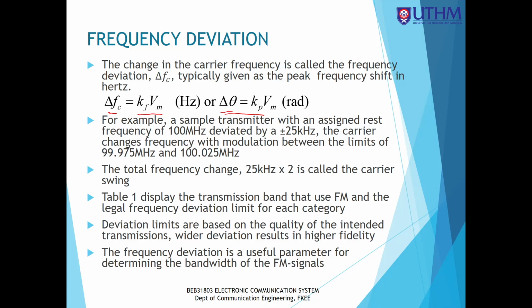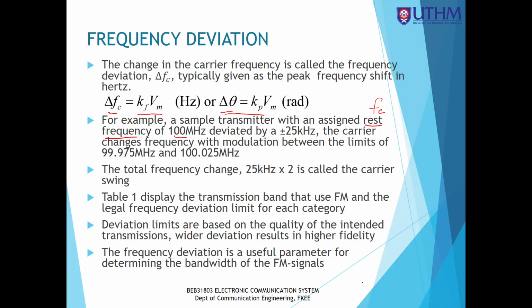For example, a sample transmitter with an assigned rest frequency of 100 megahertz. Rest frequency means fc. The rest frequency is deviated by plus minus 25. The carrier changes frequency with modulation between limits of 99.975 and 100.025 megahertz.